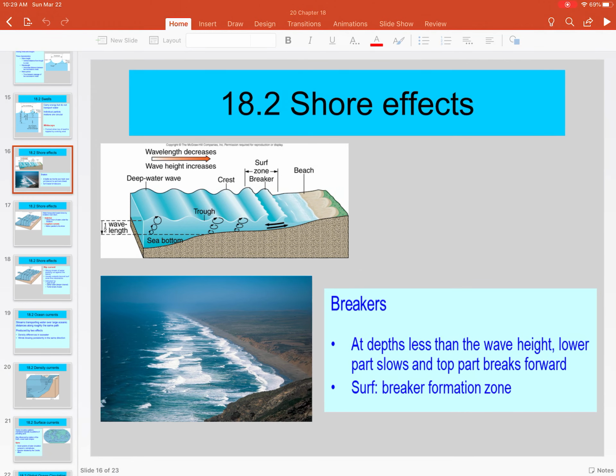So shore effects. I was just trying to move this slide.